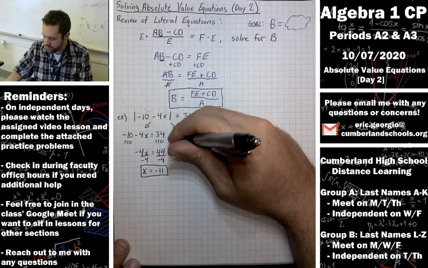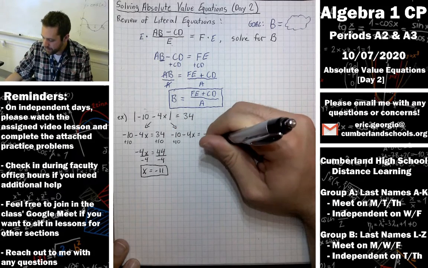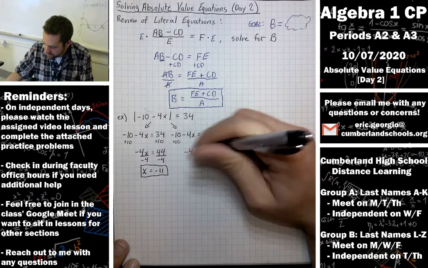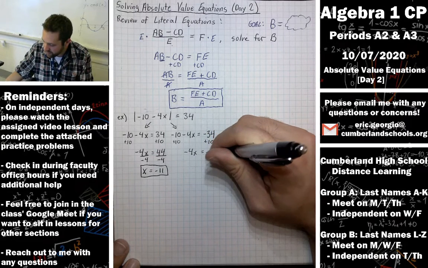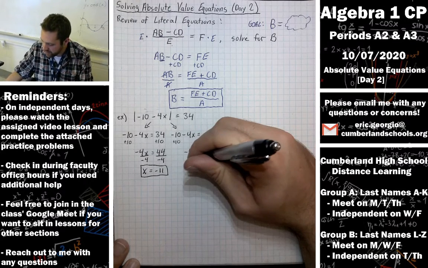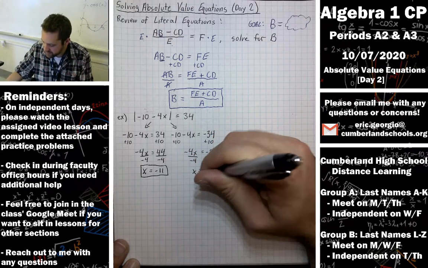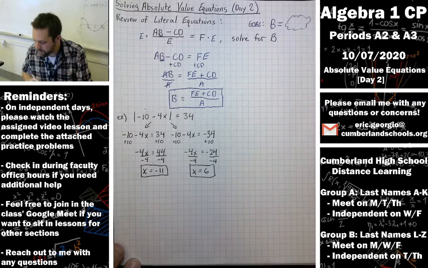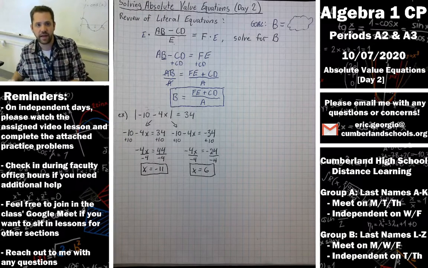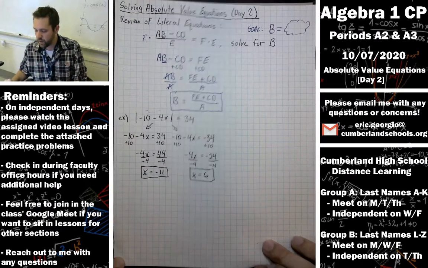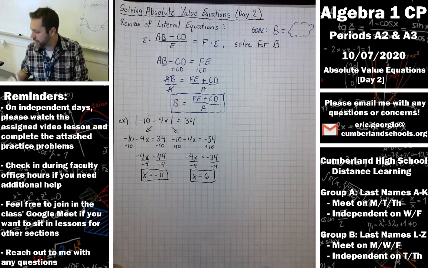Second one, I'm going to do the same thing to solve. Add 10. I get negative 4x equals negative 24 this time. Divide both sides by negative 4, and our other solution here comes out to be x equals 6. Negative 24 divided by negative 4. Remember, negative divided by negative makes that positive. Okay? Hopefully that made sense.